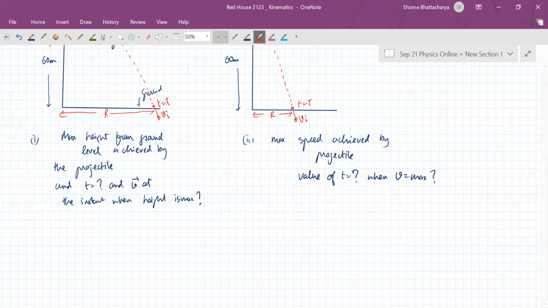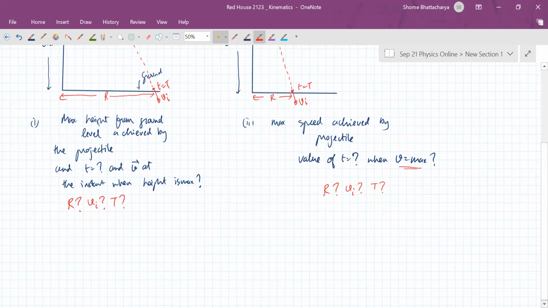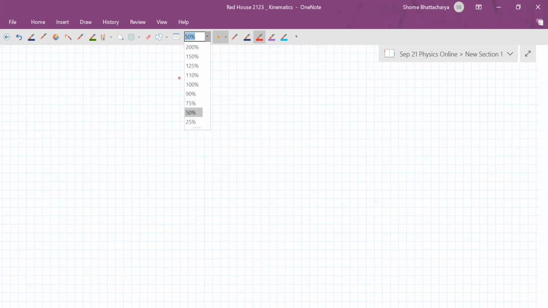Okay, so additionally, in both these questions, we also want to find out this R and this impact speed and this time for both the questions. Of course, you'll realize for the second part, the impact speed is nothing but the maximum speed. So actually the first part is almost the same thing. You're calculating V max, which is nothing but this impact speed. So anyhow, let's get started with the first part.